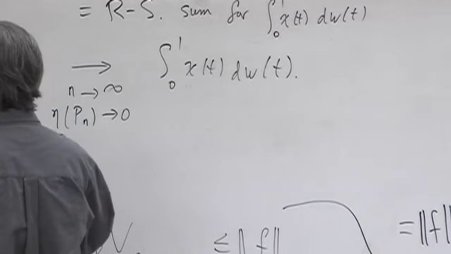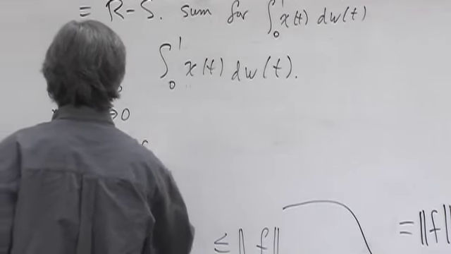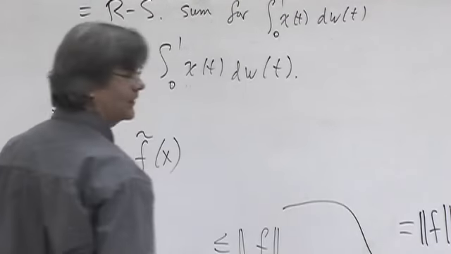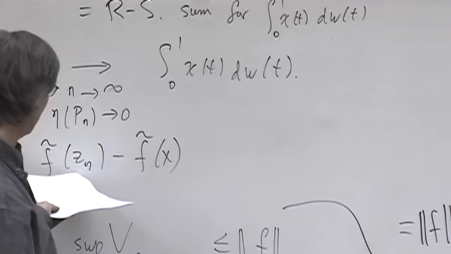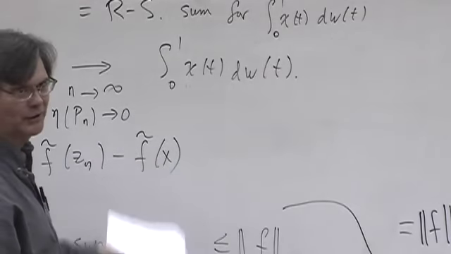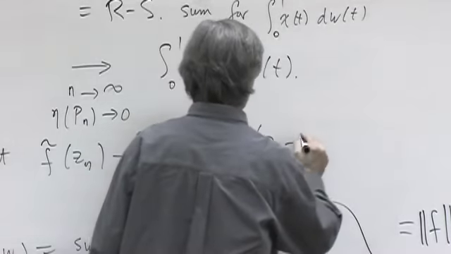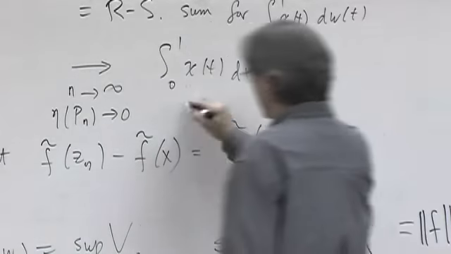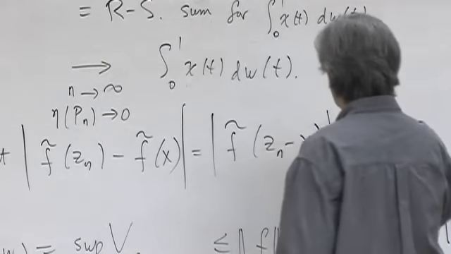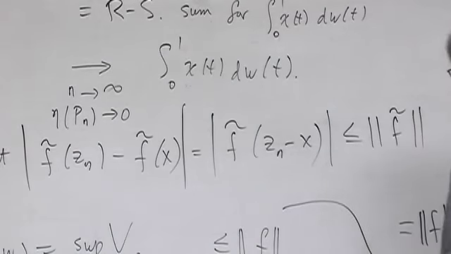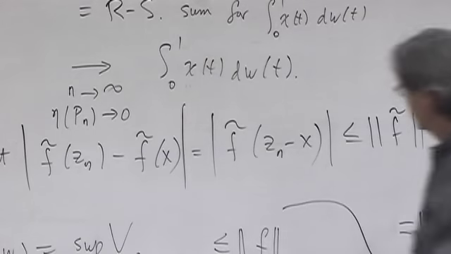f tilde of Zn minus f tilde of x. Okay, that makes sense, because f tilde applied to a step function or to a continuous function is good on both of them, right? So this is equal to f tilde of Zn minus x, in absolute value, which is less or equal to the norm of f tilde, which is the norm of f, times the norm of Zn minus x, which goes to 0 as n goes to infinity. Or the norm of the partition goes to 0. So, that's going to 0.